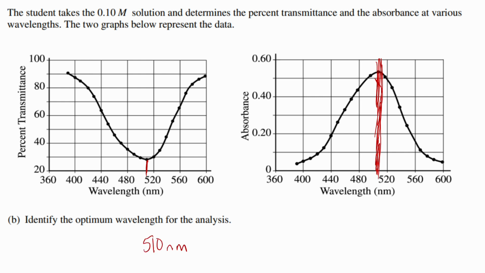Again, this is just reading a graph. If you put between 490 and 520, so if you put 520 or you put 490, that would technically have been counted correct. But if you line up the peak of the transmittance and the absorbance spectrum, then you would see that it would line up both to 510 nanometers.